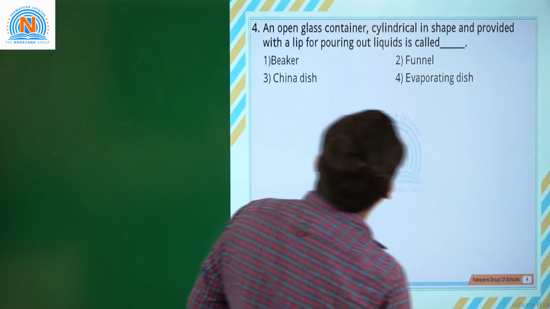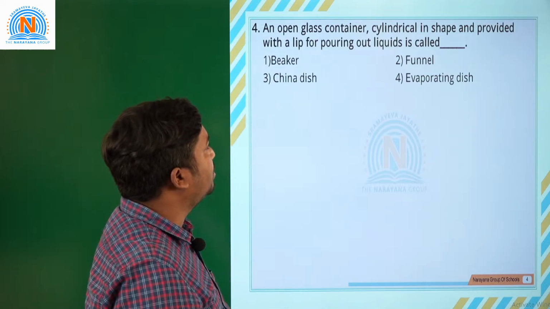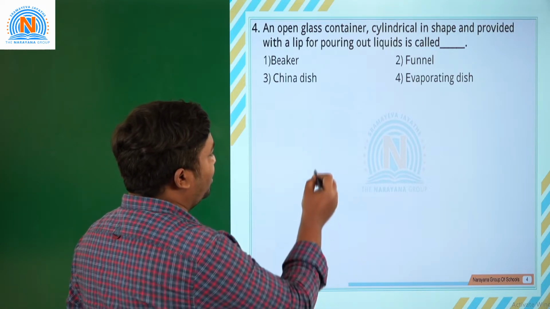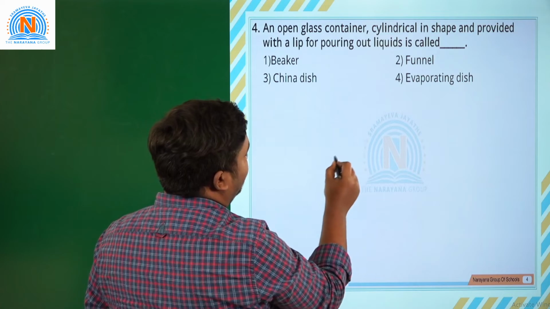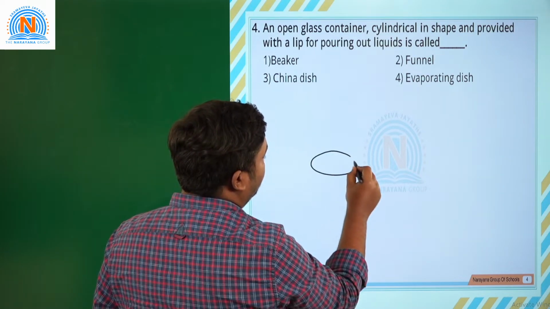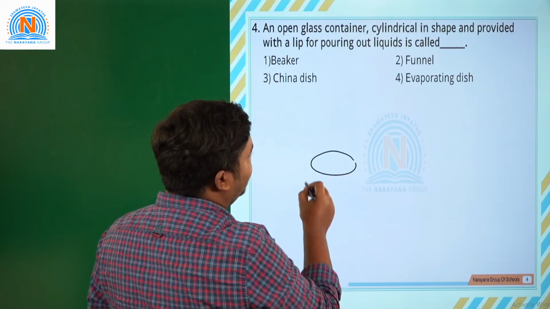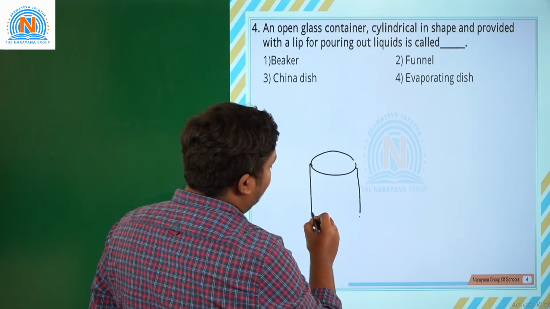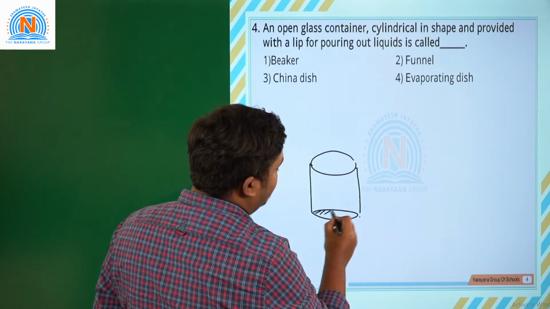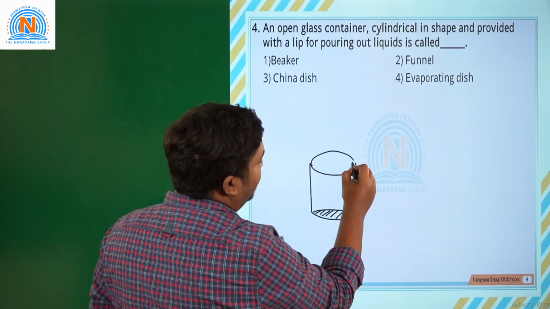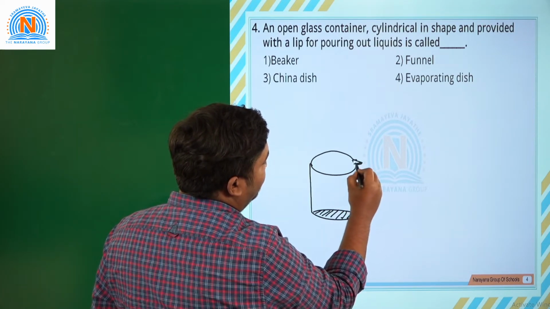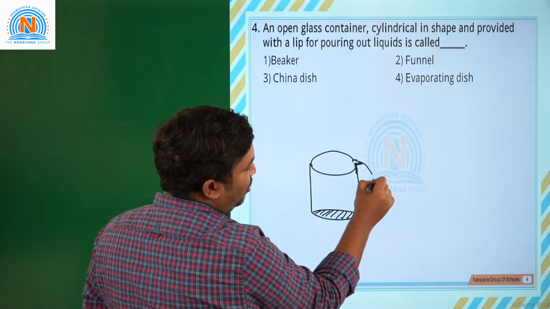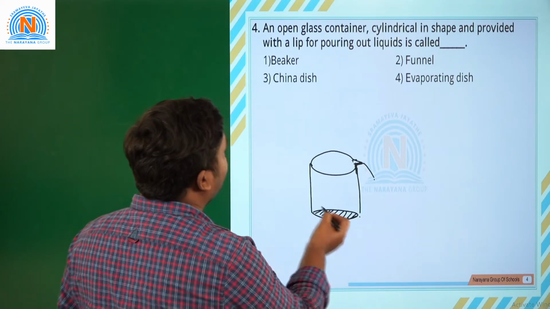Next, fourth question. An open glass container, cylindrical in shape and provided with a lip for pouring out liquids, is called. This is a simple one. An open glass container means the top of it is open, cylindrical in shape. The base is also cylindrical, but this is the base here. Here it has a small groove just like a lip-like structure, where if you bend it, all the contents come out from this point. So this is nothing but a simple glass beaker.